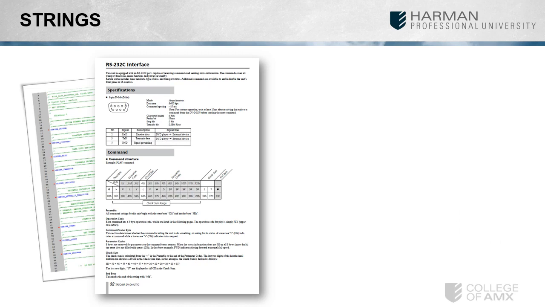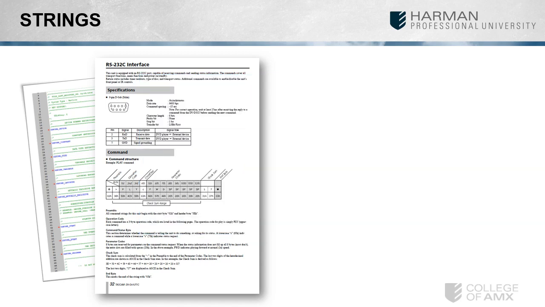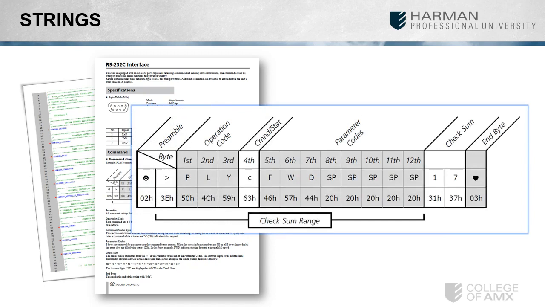The protocol gives us the communication specifications. In this case, our device requires communication via RS-232 with a baud rate of 9600, a parity of none, a data or character length of 8, and a stop bit of 1. Notice that the protocol tells you how to form the structure of the string that you will use to communicate with the device. Since this is a DVD player, let's look at what it would take for us to tell this DVD player to play.